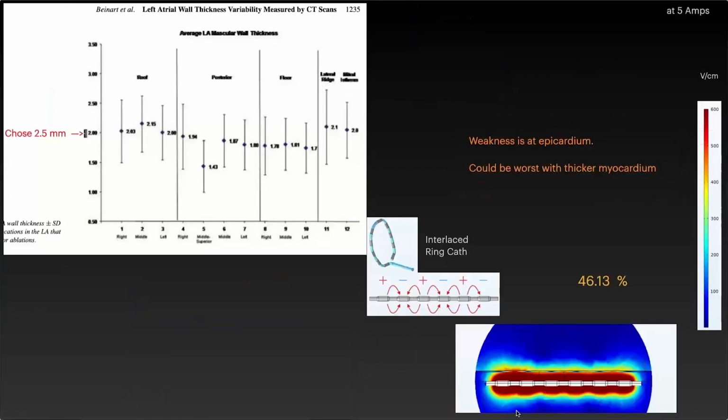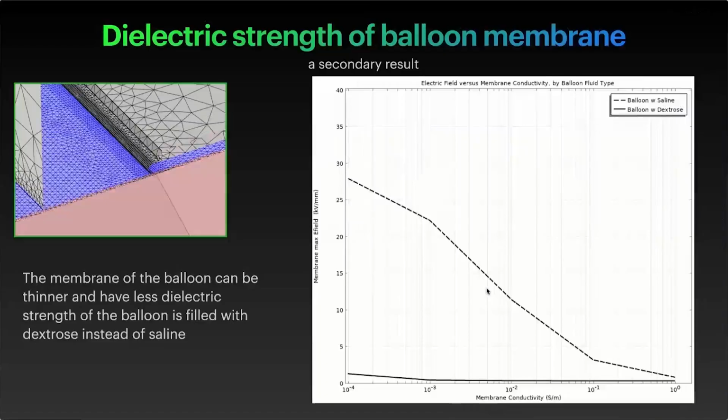Okay, so again, when we're looking at the weakness of this system, it's at the epicardium. And remember, I told you I chose 2.5 millimeters as the thickness of the epicardium. If we had gone to 4 millimeters, this would probably look even worse. So something to keep in mind.